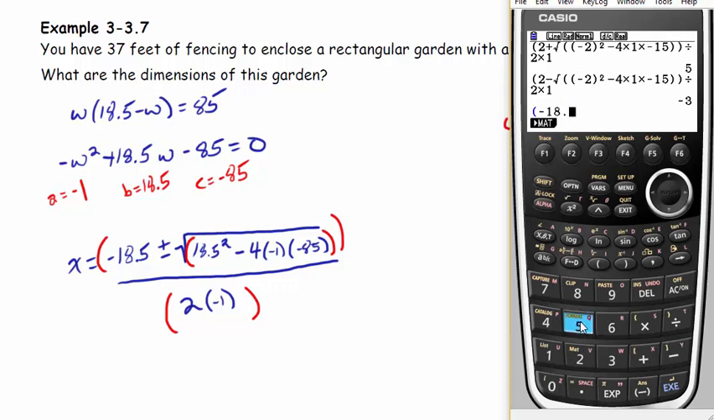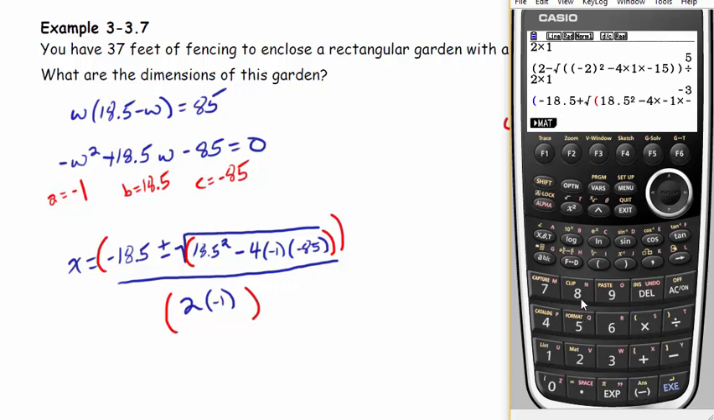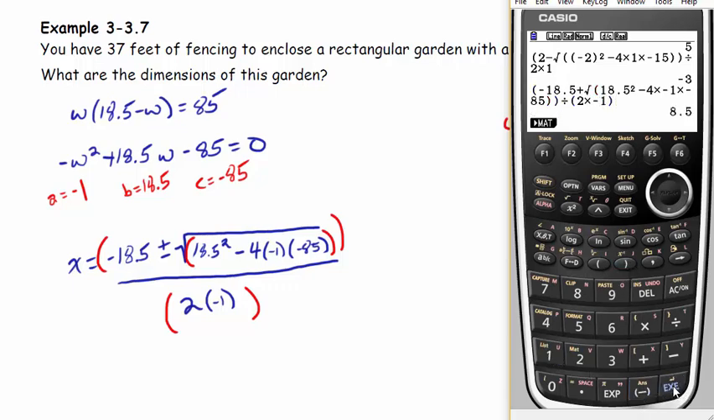Negative 18.5, we'll do the plus first, plus the square root of, open the parentheses for our radical, 18.5 squared minus 4 times -1 times -85, closing for our radical, closing for our numerator, divided by 2 times -1, and I get 8.5.